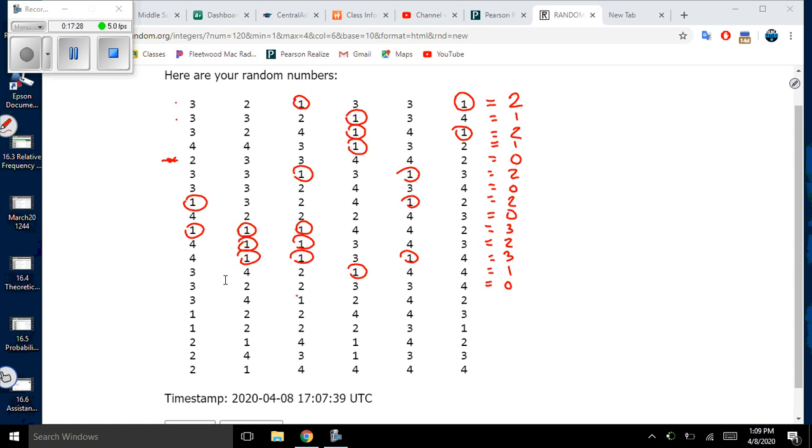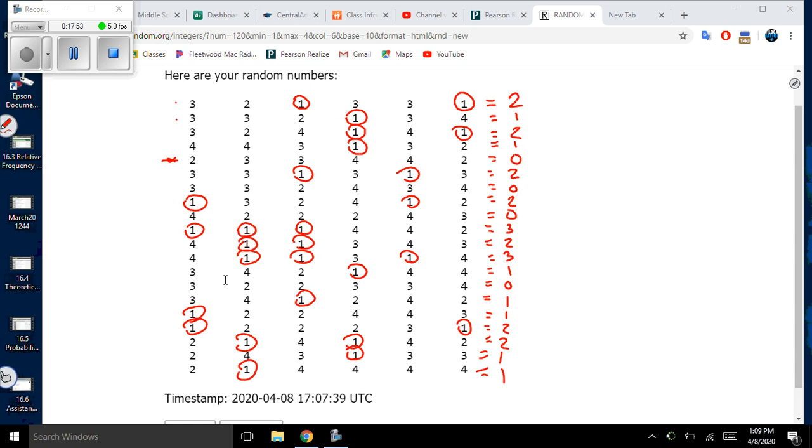Next row, I have just 1 right. Next one, I have 1 right. Next one, I have 2 right. Next one, I have 2 right. This one, I've got 1 right. And in this situation, I have just 1 right.